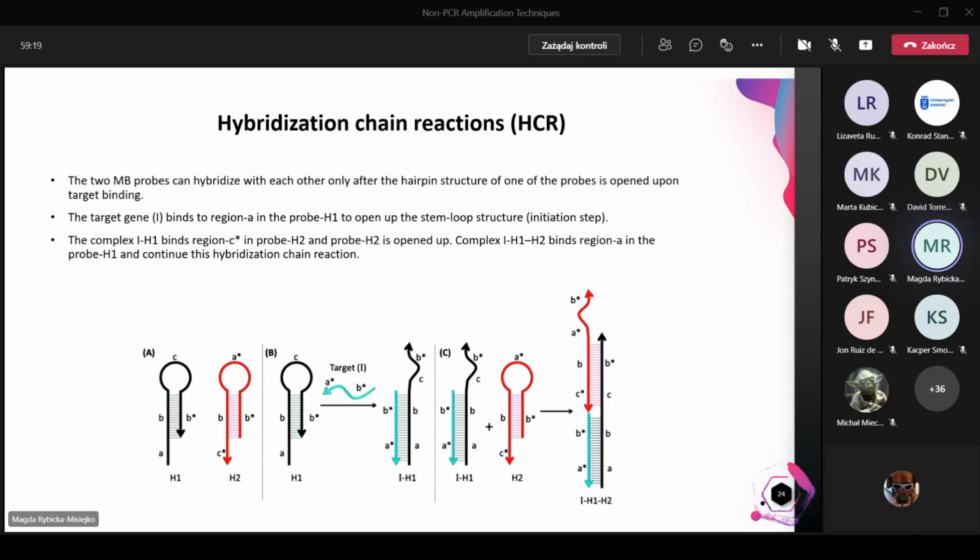Then the complex of target gene and the first probe binds to the C region in the second probe, and the second probe is opened up. And then the complex containing the target and two probes binds region A in probe 1 and continues this hybridization chain reaction.